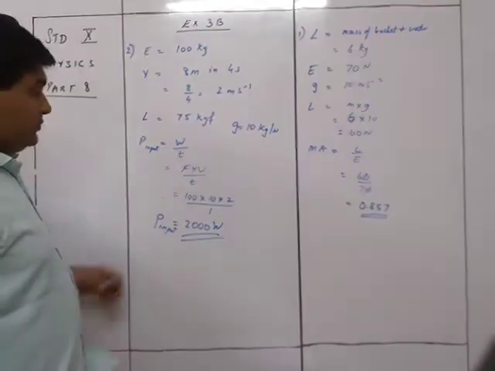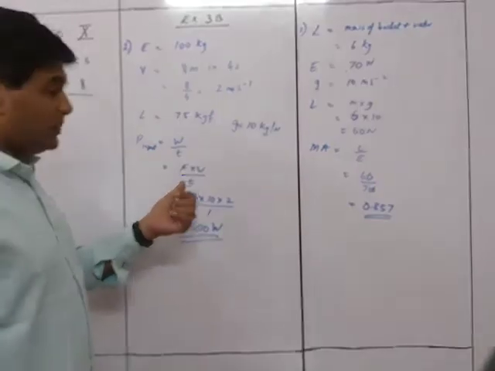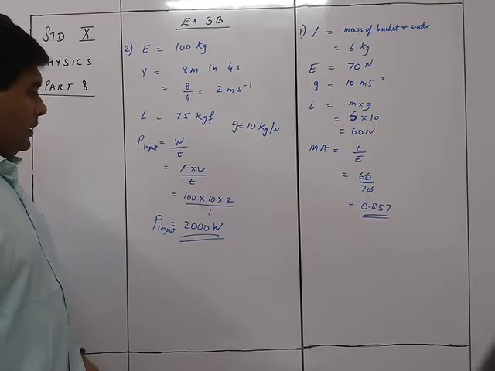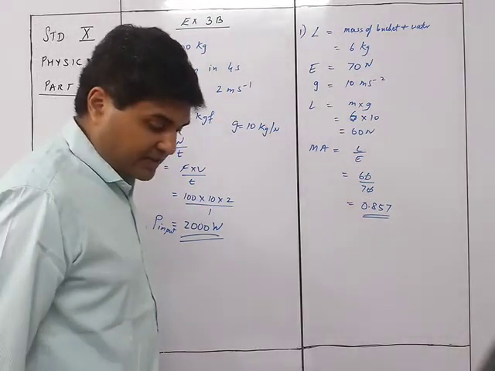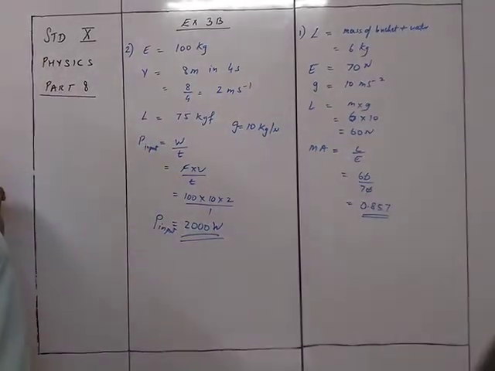Right? Work is force F into V, or we can say F into S also, but it is per second, so it will be V. So it's not different. Yeah, this is the input power. The next is the efficiency of the pulley. So we need to find out the MA and the VR.